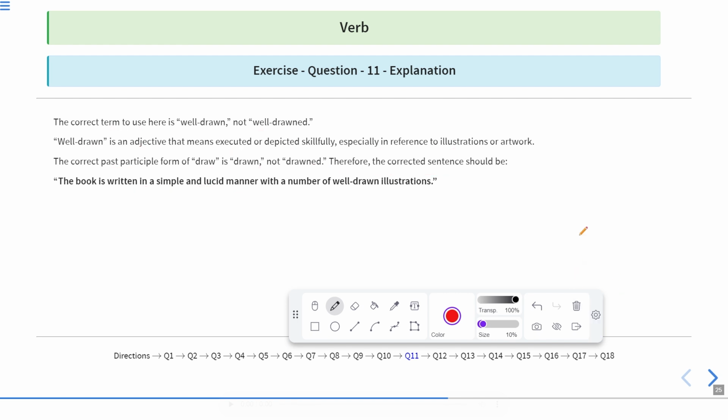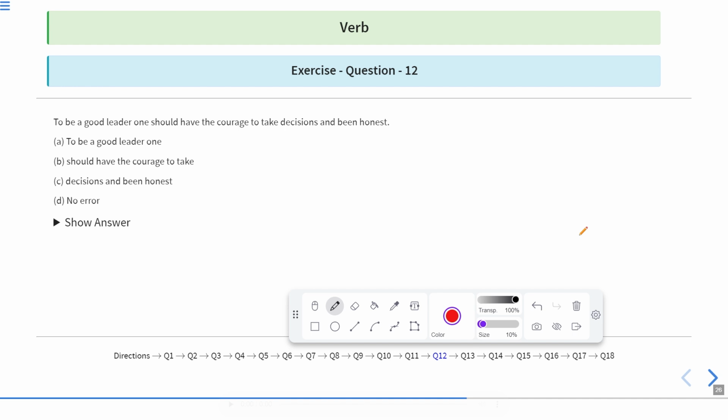Now let us move to the next one. This is question number 12 now. To be a good leader, one should have the courage to take decisions and being honest. Now, if I say to take decisions, after to we can only have verb first form. This is verb first form. After and, we should have the same tense or same pattern of the sentence. Been is the third form, which is incorrect over here. It should be replaced with be because with to we can only have verb first form. So here the answer is part C, in which been should be replaced with be.